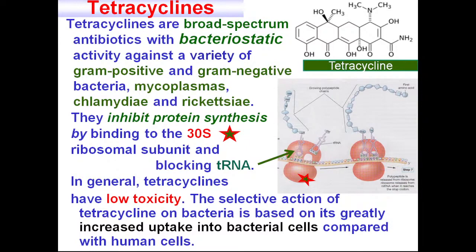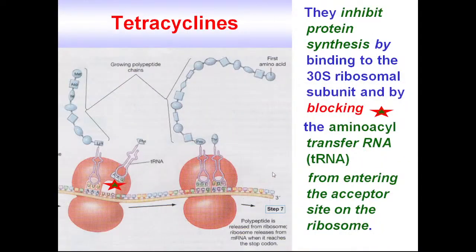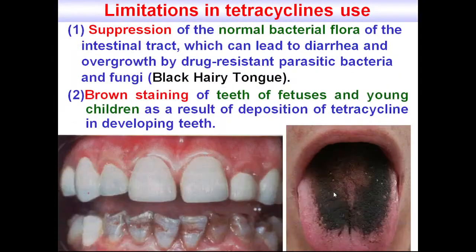They inhibit protein synthesis by binding to the 30S ribosomal subunit and blocking transport RNA. In general, tetracyclines have lower toxicity. And the selective action of tetracyclines on bacteria is based on the greatly increased uptake into the bacterial cell compared with the human cell.